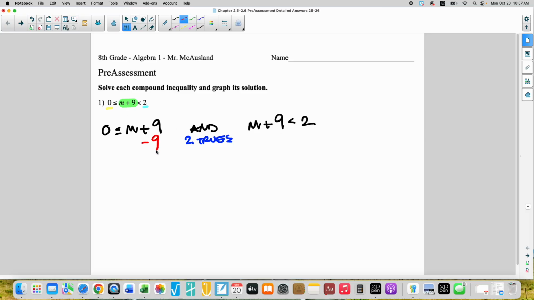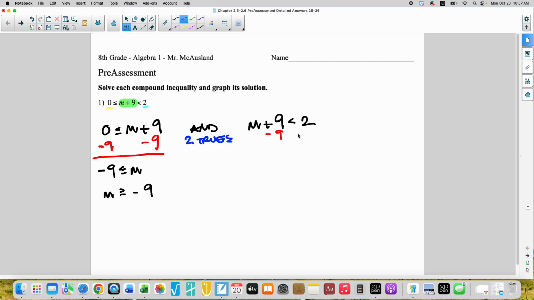We're going to subtract 9. We get negative 9 is less than or equal to m. And remember, some students want to rewrite it with the variable first to help with the graphing. Since when we solve for m, it's eating the m, when we rewrite it with the variable first, we need it to still be eating the m. We're not multiplying by negative 1. We're not flipping the inequality for any other reason. We're just rewriting it with the variable first.